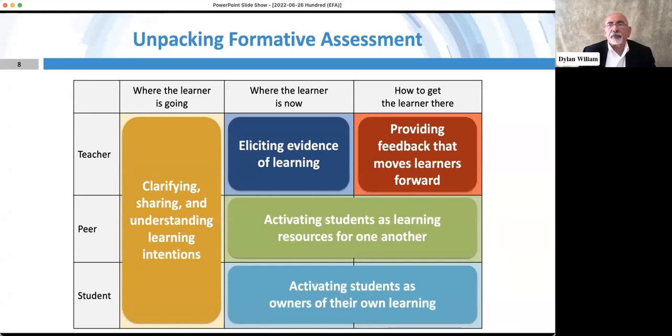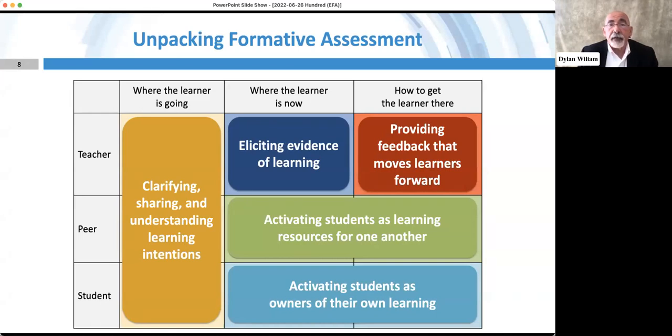But here's the important point for me. All these strategies ultimately work towards the last one. The whole idea of formative assessment is to put learners more effectively in charge of their own learning, because then the students are able to take their own learning forward. So for example, a good way to think about feedback is good feedback works towards its own redundancy.